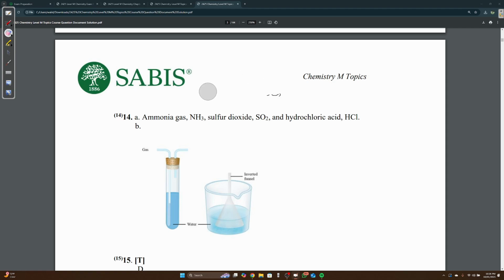But wait, no, don't memorize that. Just memorize these three, okay? Memorize them, because not all acids and bases are soluble in water. I just remembered. Okay, just memorize these three nice gases that are soluble in water: ammonia, sulfur dioxide, and HCl.